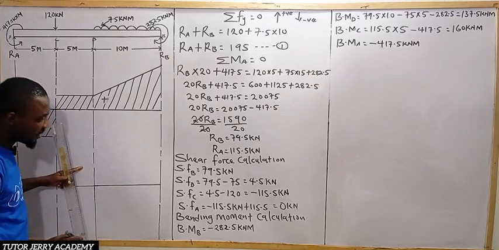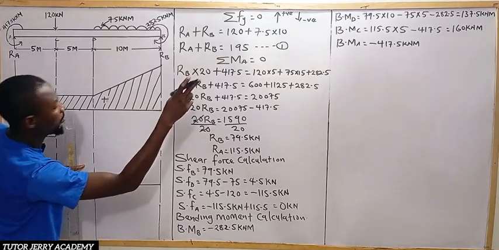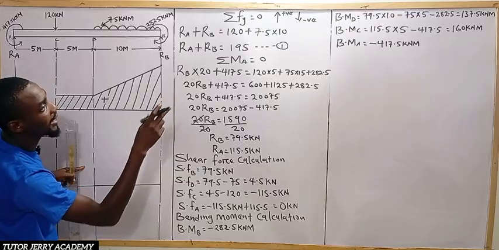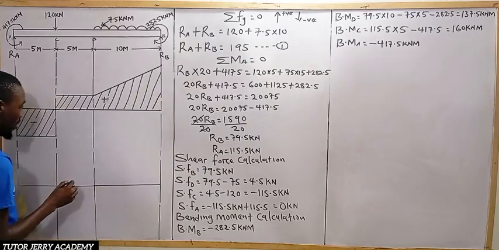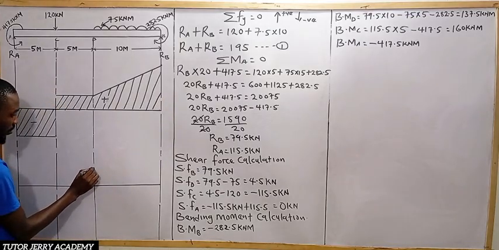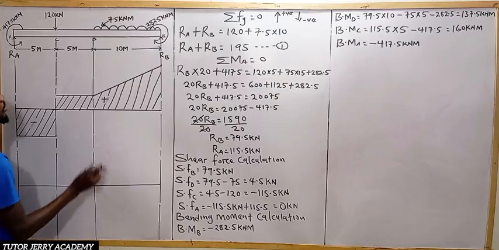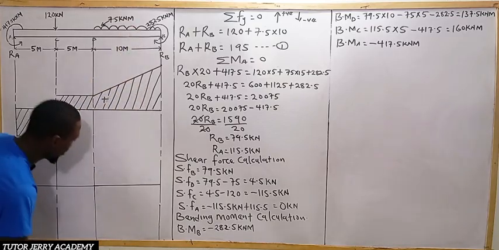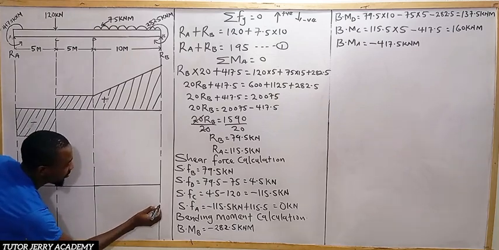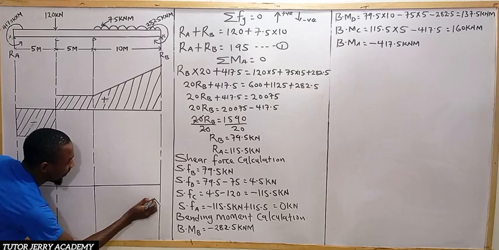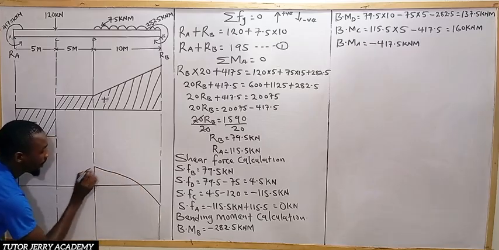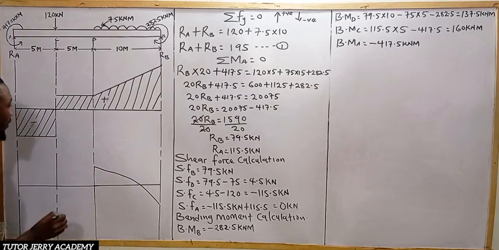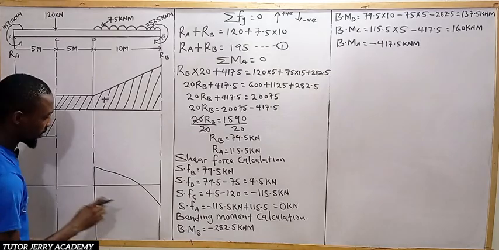And at point D, we have it to be what? 137.5. So let's take these points to be 137.5. We are going to be joining this with a curve because we have a uniformly distributed load. So we are going to have something like this.